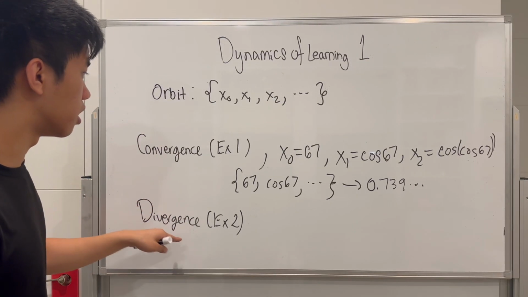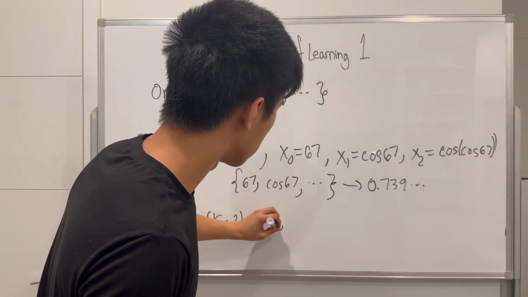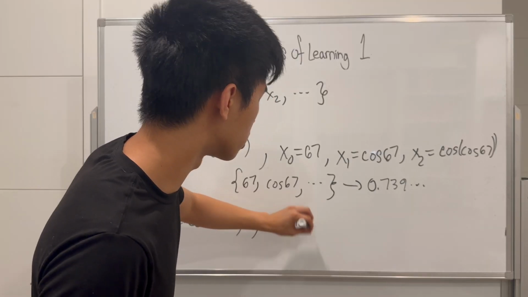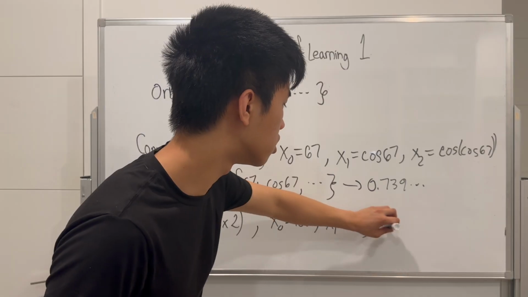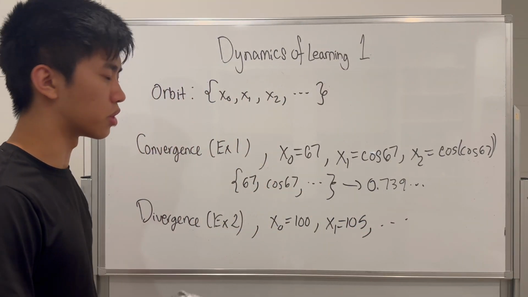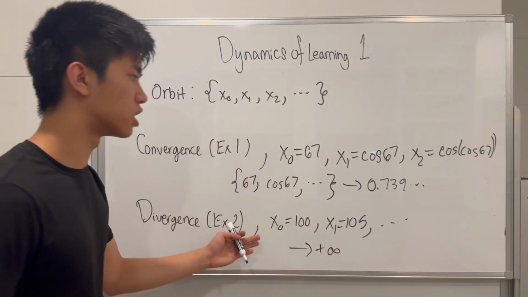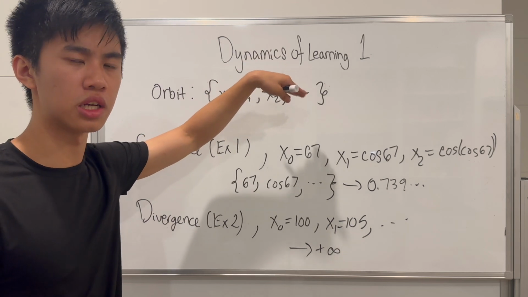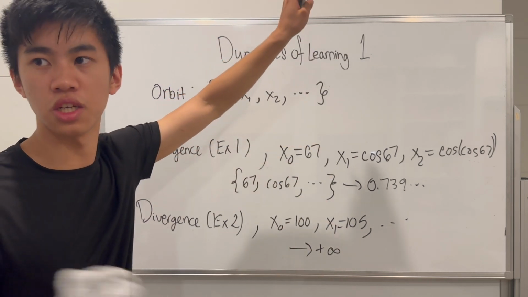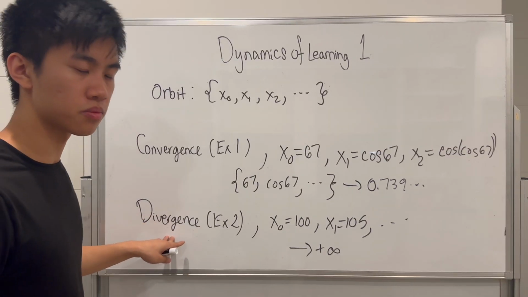Now, in the other example, where we had a principal investment of $100, and then the next term was 105, and then you get the idea. You can probably guess that this is going to go to positive infinity as the time goes to infinity, because there's nothing bounding it from above, nothing stopping it from continuing to increase. And so we call this a diverging orbit.